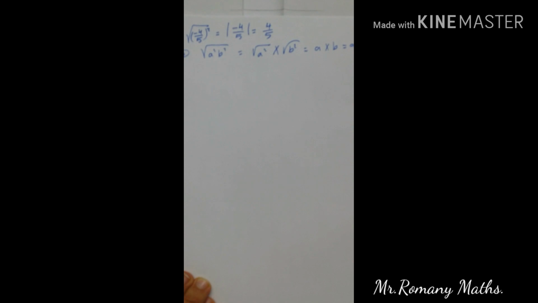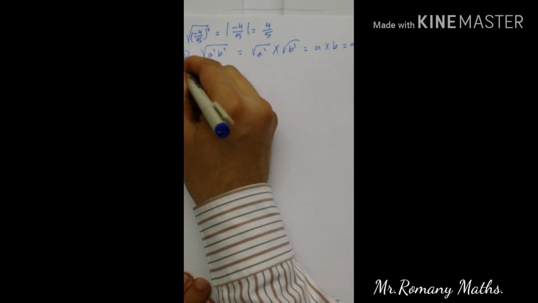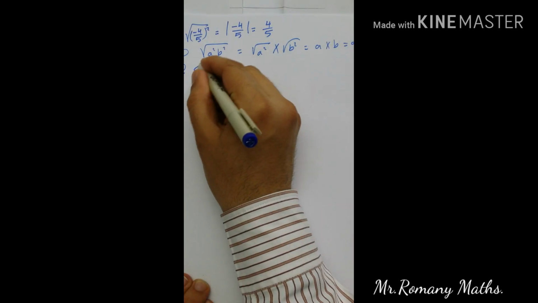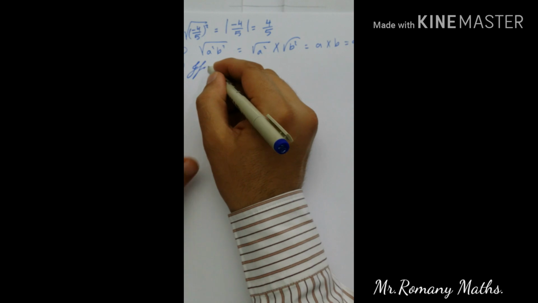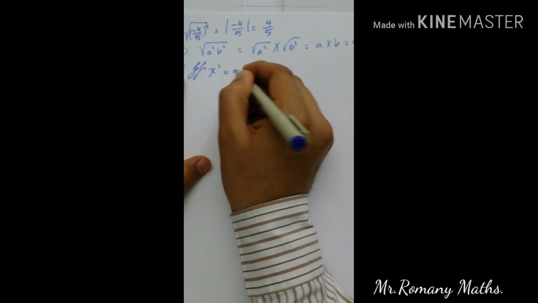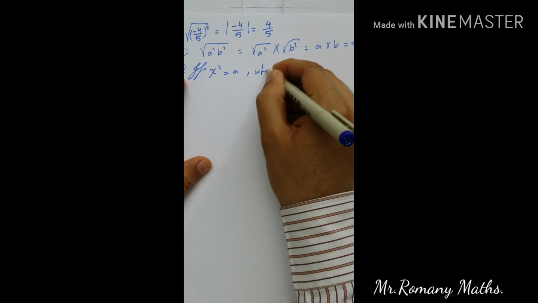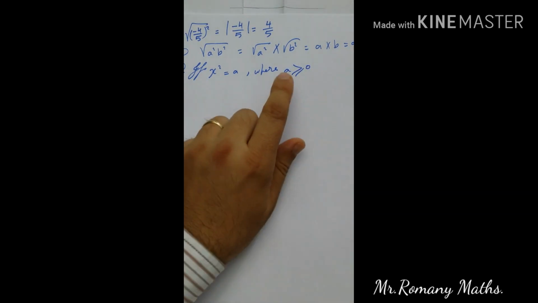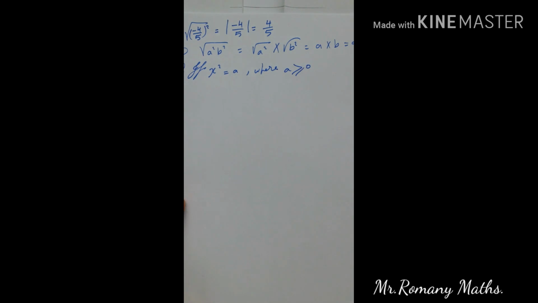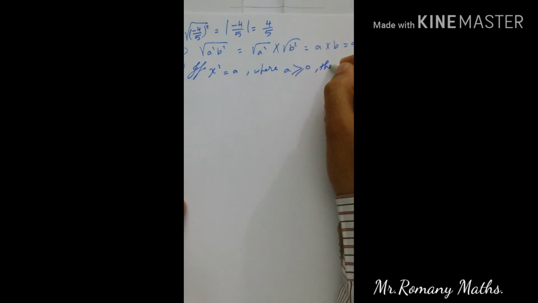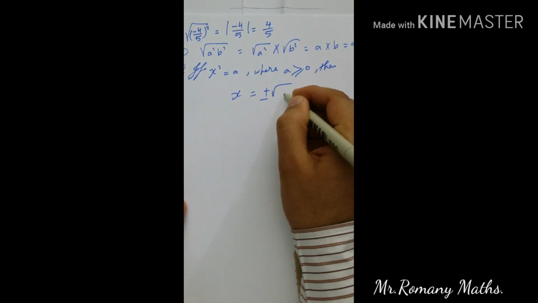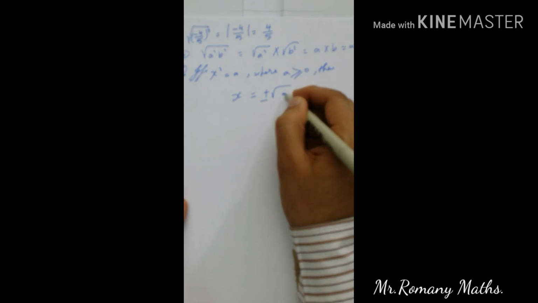What else? Remember number 5, and this is the last case. If x square equals a, where a is bigger than or equal to 0, it means this is not a negative number, then x equals positive or negative square root a.